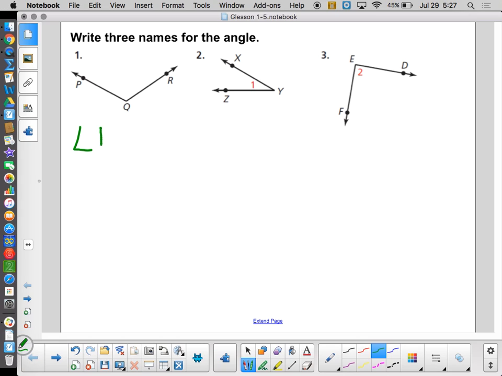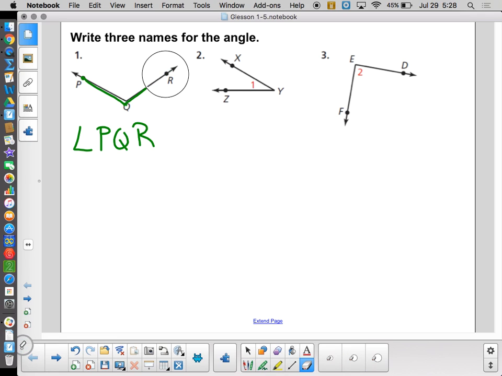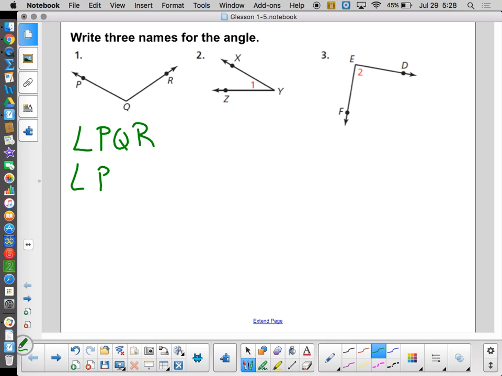And I would name it angle PQR. So starting at P, then going to Q, and then ending at R. That tells me where the angle is. I could also go the opposite way. I could call it angle RQP. So starting at R, then to Q, then to P. That would be just fine.